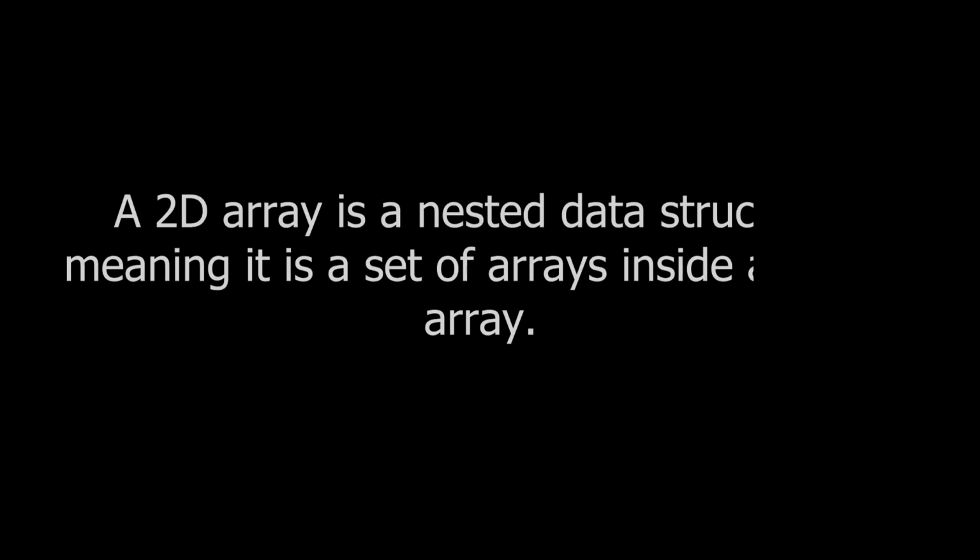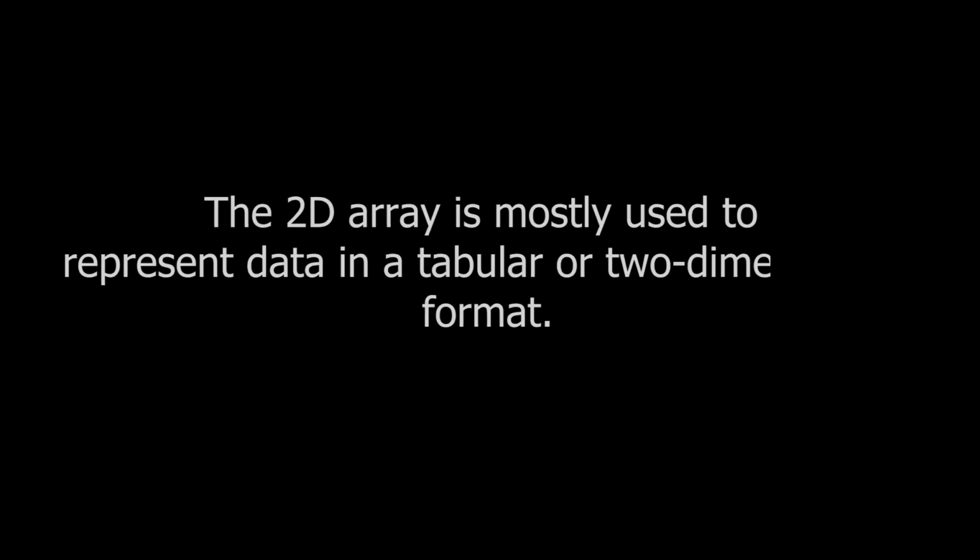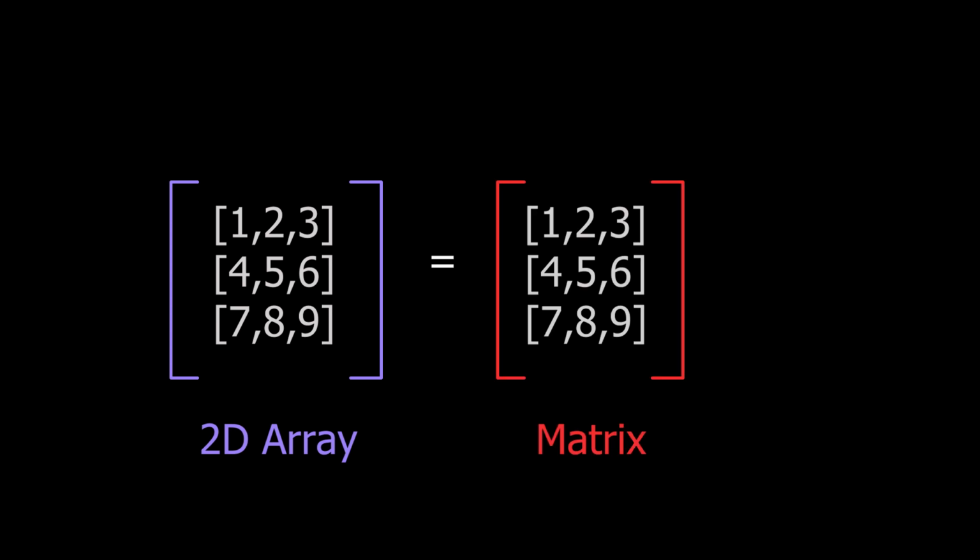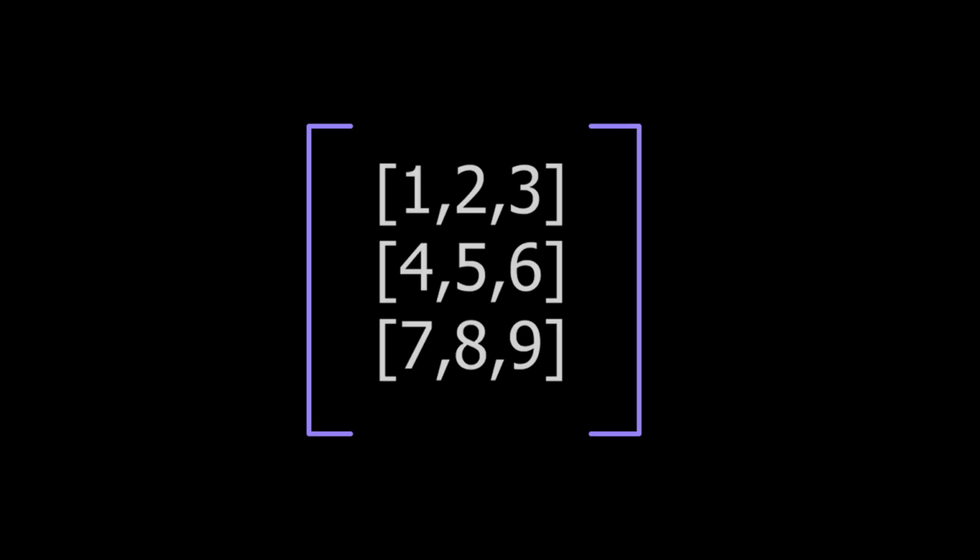A 2D array is a nested data structure, meaning it is a set of arrays inside another array. The 2D array is mostly used to represent data in a tabular or two-dimensional format. This is a 2D array and it is similar to a matrix in mathematics. It means that it has two dimensions, the rows and the columns.